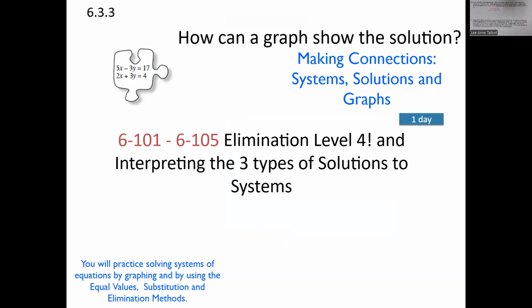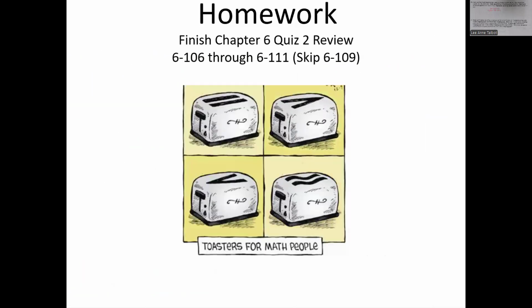interpreting the type of solution, which is like the Kahoot we did where you have to look at the graph and say the type of solution. Anyway, hold on. We're going to work on it. Okay. Your homework is to finish your check quiz 2 review and problems 106 to 111, skip 109.